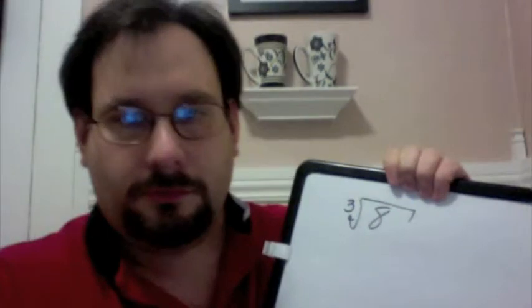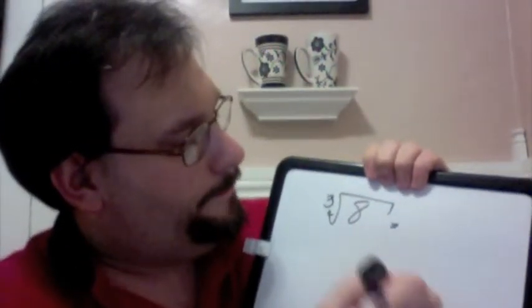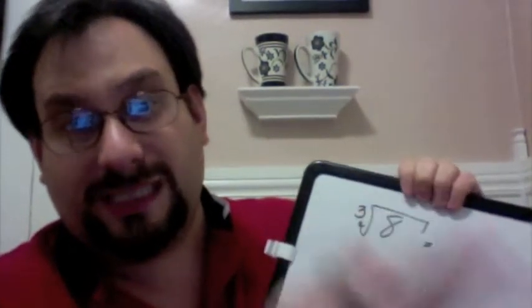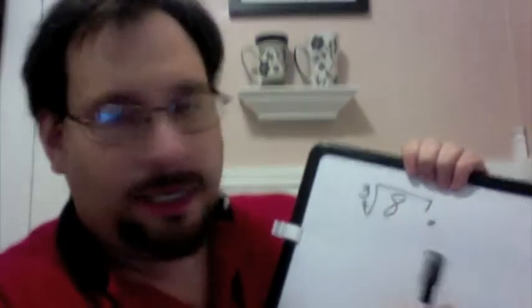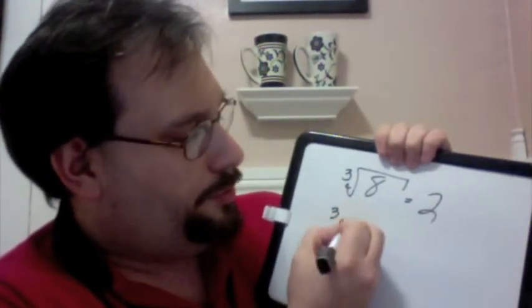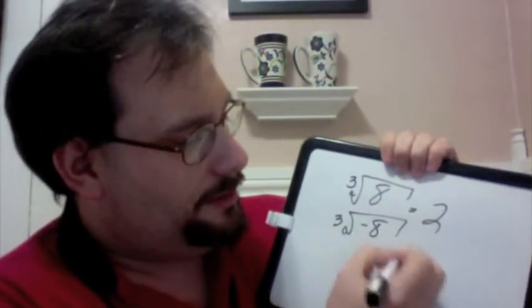Let's go cube root of 8. And so we have to find a number times a number times a number being 8. Well, we know 3 is too big because 3 times 3 is 9. So, and 1 won't work because 1 times 1 times 1 is 1. So in this case, 2. 2 times 2 is 4 times 2 is 8. So that's just 2.